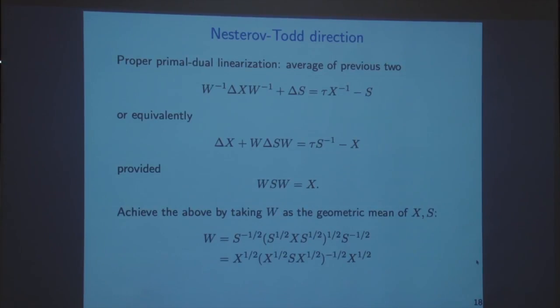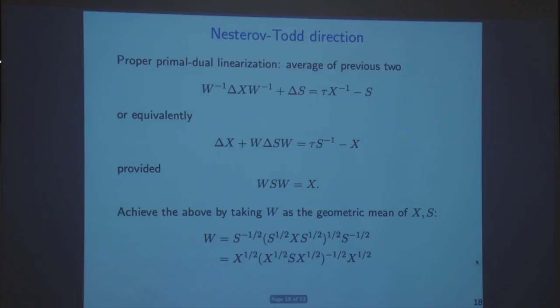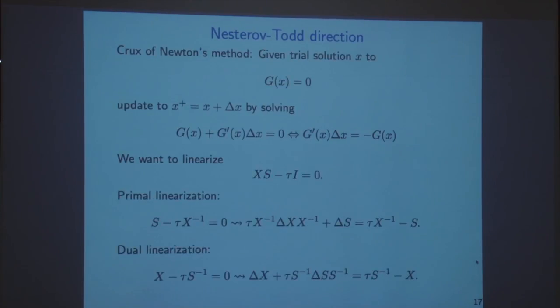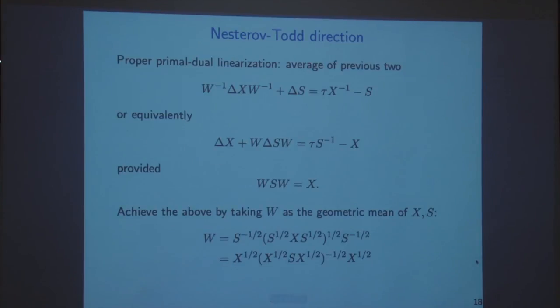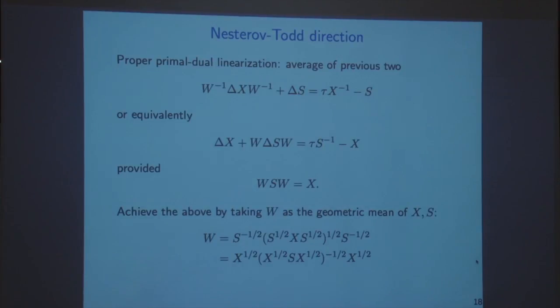So the Nesterov-Todd direction is something that you can rewrite. You replace X inverse with W inverse, or you replace in this equation here S inverse with W. And what is W? W is something that is like a geometric mean of X and S. W is that good-looking matrix there. So the Nesterov-Todd direction is what you get if we linearize the last equation that way.